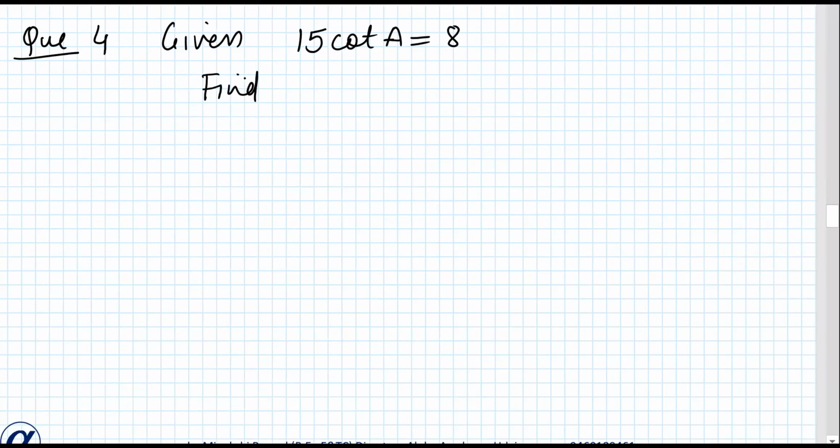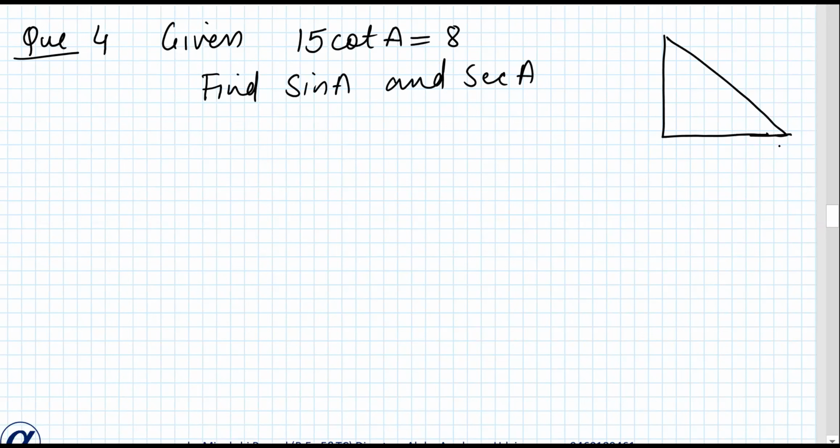Next question, question 4. Given 15 cot A is equal to 8. It is given. We have to find sin A and sec A. So first of all, we'll make a figure. Suppose this is angle A. अगर हमको cot A, sin A या ऐसा कुछ भी दिया है तो A को कभी भी 90 डिग्री नहीं लेना है. Make triangle ABC with angle A other than 90 degree.